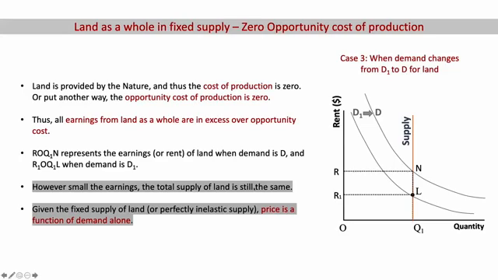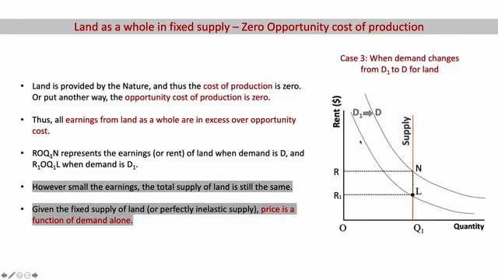Therefore, if there is something generated from the land, by something I mean an asset which has monetary value, or if there is earning from land, then that earning is actually in excess over the opportunity cost, or this earning is in excess of the production cost, which is zero.